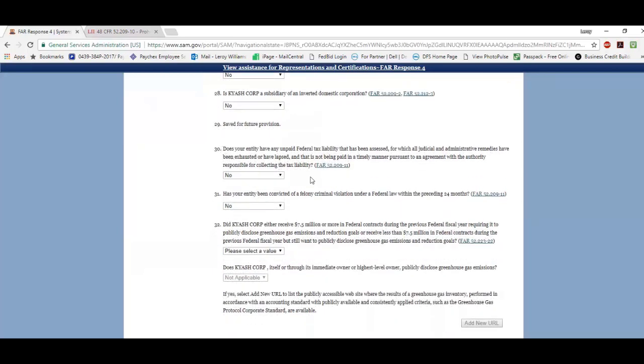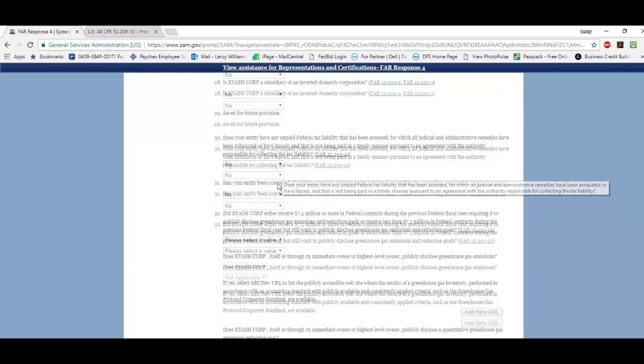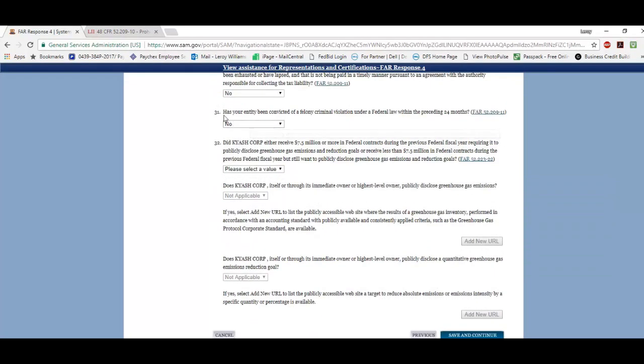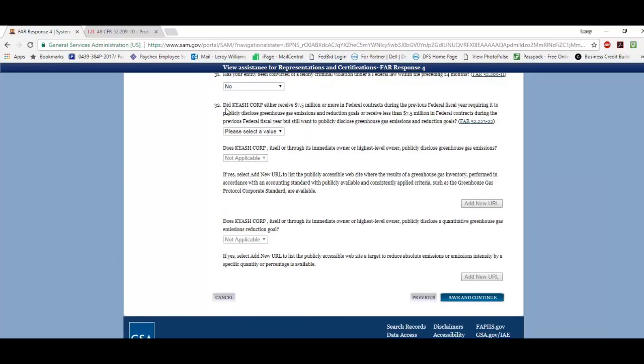Number 30, does your entity have any unpaid federal tax liability that has been assessed, for which all judicial and administrative remedies have been exhausted or have lapsed, and that is not being paid in a timely manner pursuant to an agreement with the authority for collecting the tax liability? We have answered no. Has your entity been convicted of a felony criminal violation under a federal law within the preceding 24 months? Thank God, no.